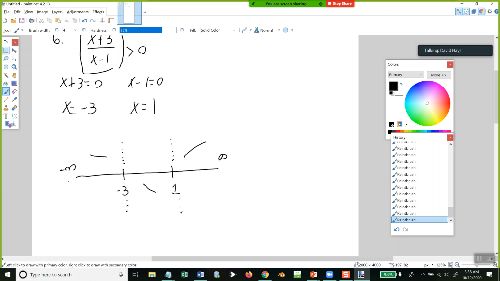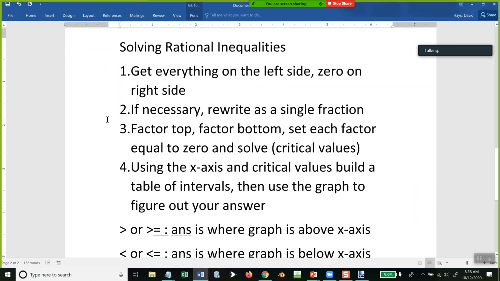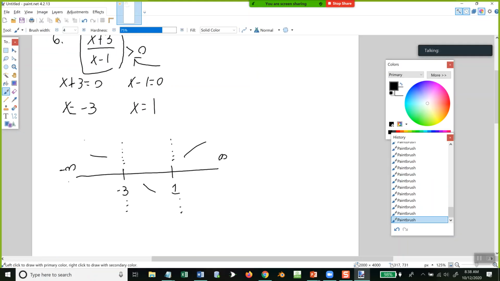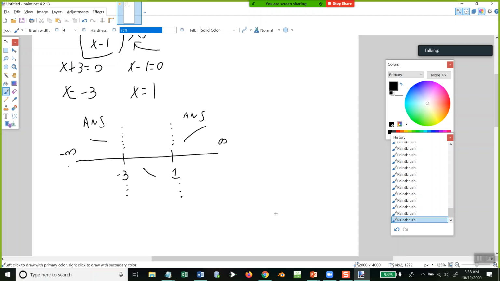Now our problem was a greater than. So greater than or greater than or equal to answers where the graph is above the x-axis. It's above here, and it's above here. So my intervals for my answers are -∞ to -3, and this one will be 1 to +∞.